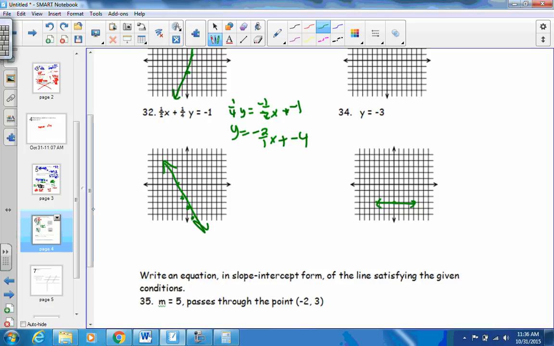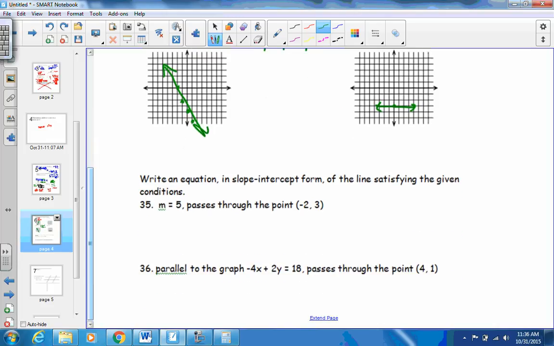All right, going on to the bottom of this page, numbers 35 and 36. Write an equation in slope-intercept form of the line satisfying the given conditions. You can use point-slope form if that helps, and I'll give you a reminder. The point-slope form is y minus y1 equals m times x minus x1. And those points that we'd be plugging in would be, for the x1, the x value, and the y1 would be the y value, and then the slope. Okay? So number 35, I would use that.